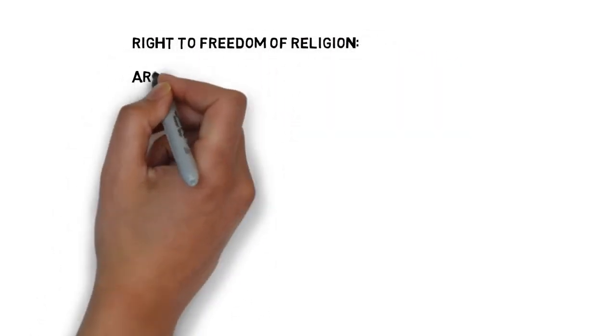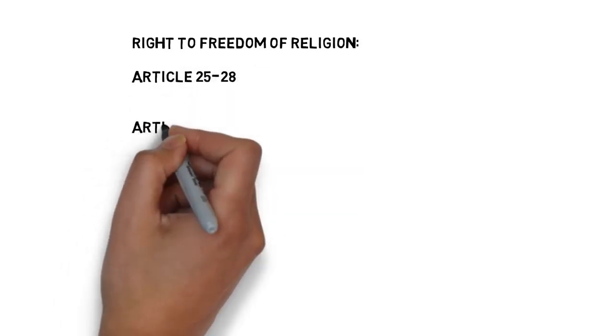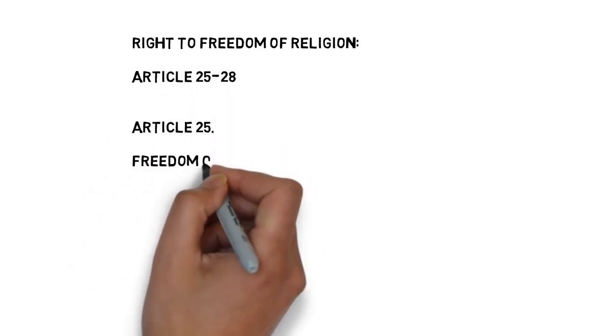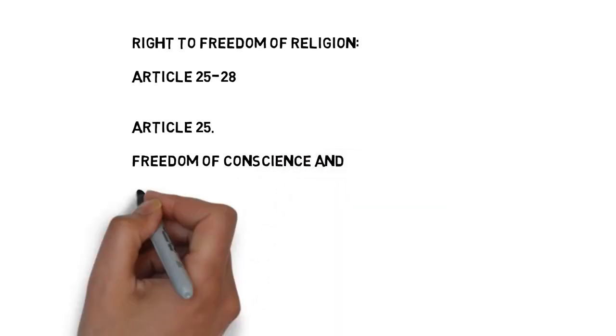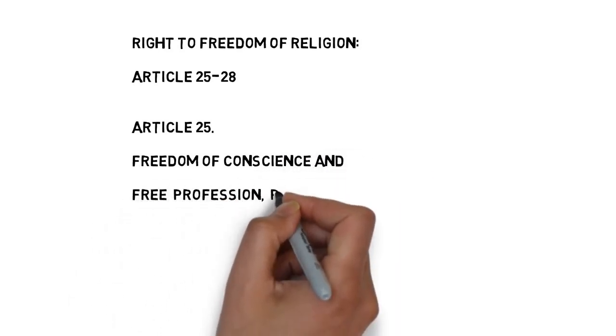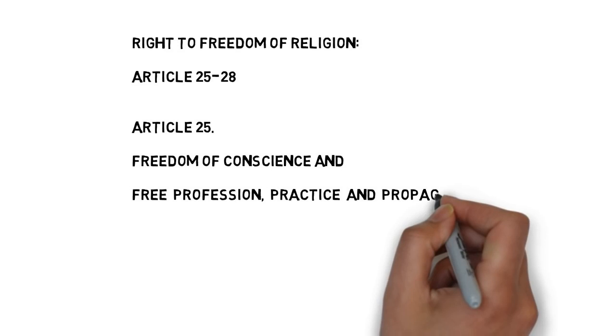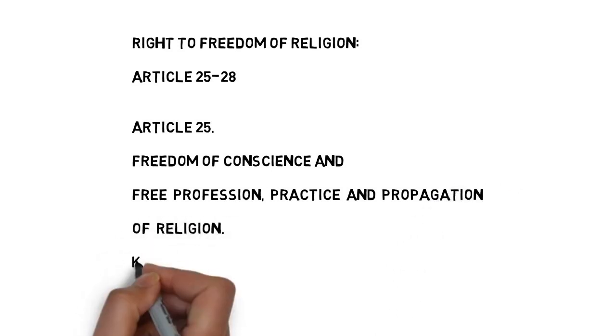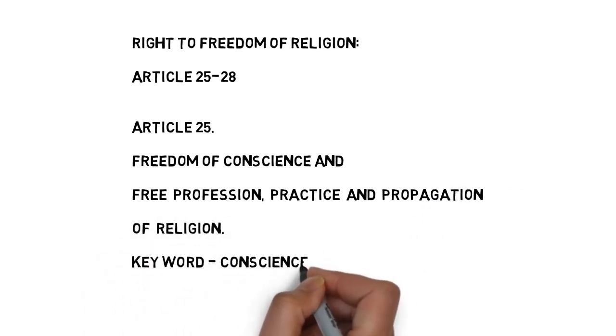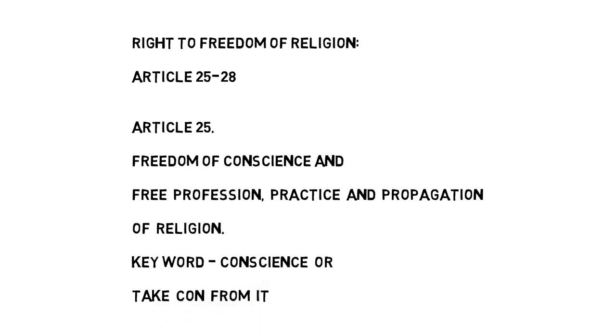Moving forward to right to freedom of religion. Right to freedom of religion has four articles from Article 25 to Article 28. Article 25 provides us freedom of conscience and free profession, practice and propagation of religion. Here we have taken the keyword conscience, or take con from it. From the word conscience, remember the word con.